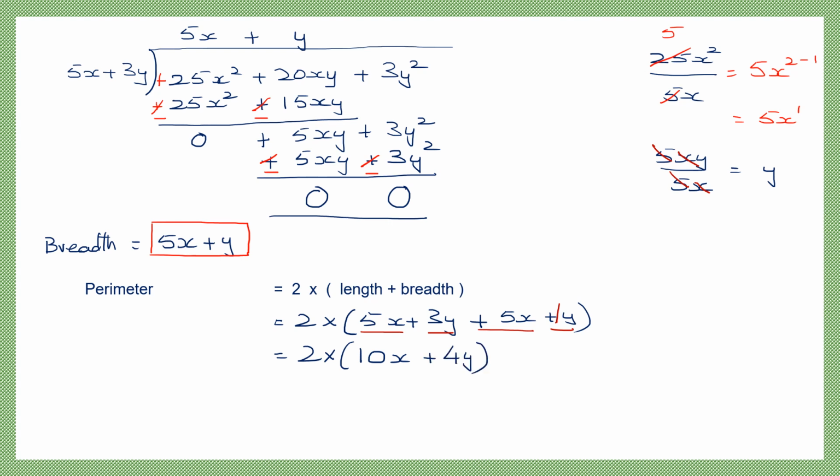Now I can work this out. First I need to multiply 2 into the first term. So 2 into 10 is 20. 20x. Now multiply 2 into 4y. 2 4s are 8. 8y. So we have got our answer, the second answer, that is the perimeter. We have found the perimeter of the rectangular field to be 20x plus 8y. So we've got our first answer here, the breadth we found to be 5x plus y. We've got the second answer, perimeter equals 20x plus 8y.